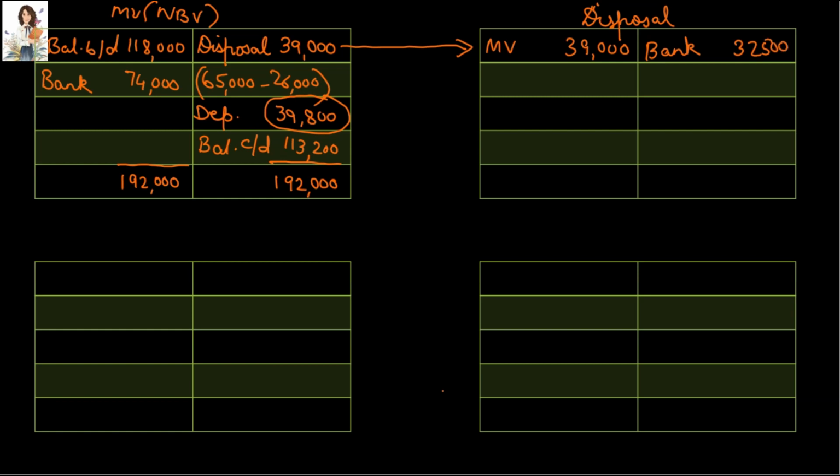Motor vehicle net book value $39,000 was sold only for $32,500. That means when we balance this account, 39,000, 39,000, and we get the balancing figure here, 6,500. What is this? The loss on disposal. This will be transferred to the income statement, and in the bracket, you will write loss on disposal.